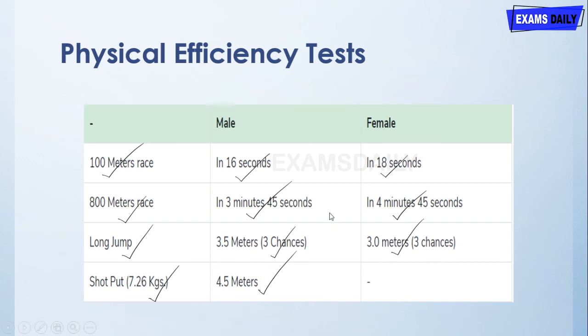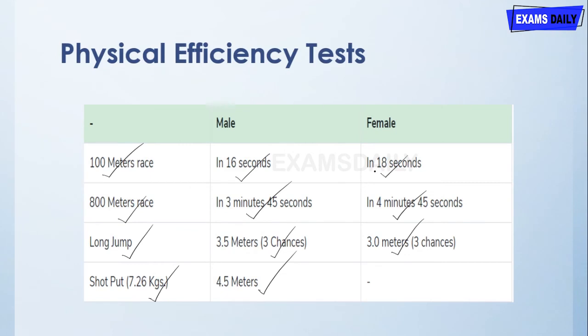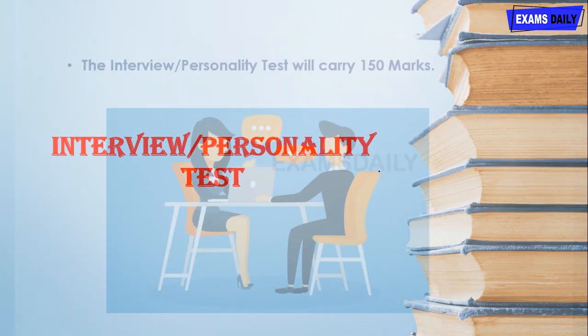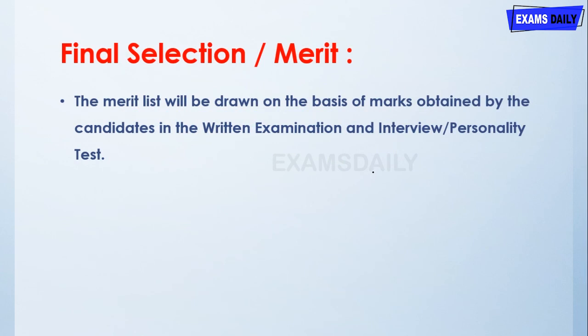They will also conduct a medical test in this round. Once you have completed the physical efficiency test, you are eligible for the interview and personality test, which is for 150 marks. Once you have completed this, you are called for final selection. The final selection is based on the marks you obtained in your written examination and in the interview. Only these two are considered for the final selection merit list.